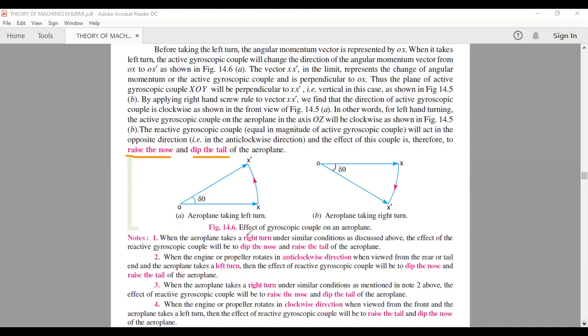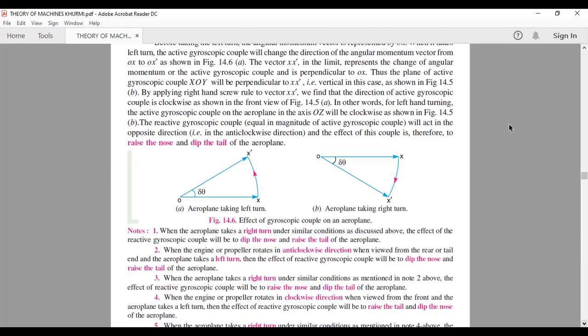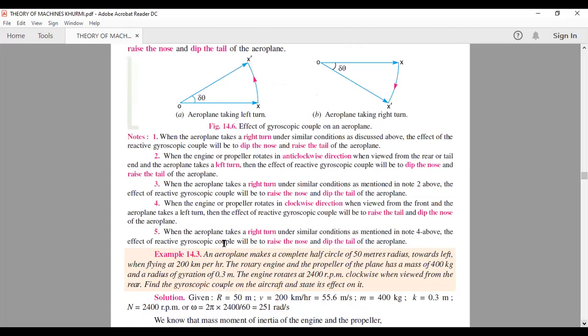Second condition is when the aeroplane is taking a right turn under similar conditions. Similar conditions means the propeller is rotating in the right side. So the effect of gyroscopic couple will be dip the nose and raise the tail of aeroplane. So these are the types of conditions we have seen. We have seen all 6 conditions here. So whenever in the exam you are going to be asked the theory part, it will be on the conditions only. So what are the conditions for the effect of gyroscopic couple in the aeroplane?